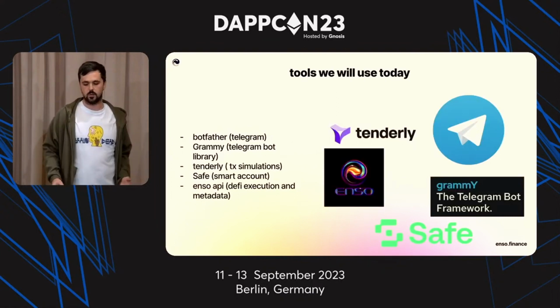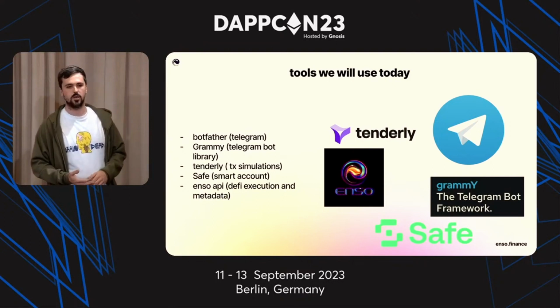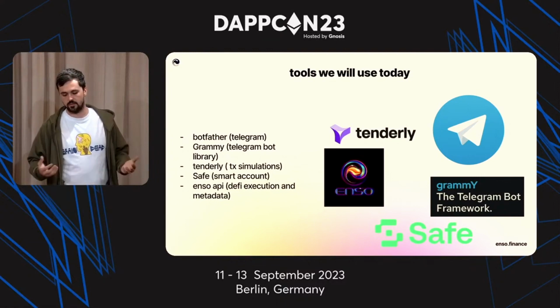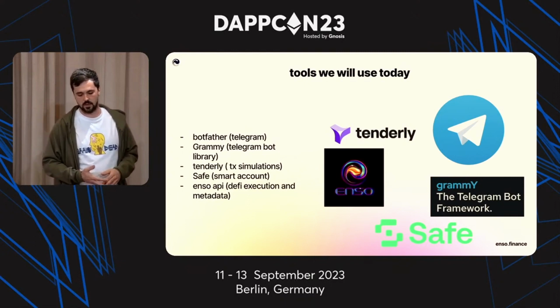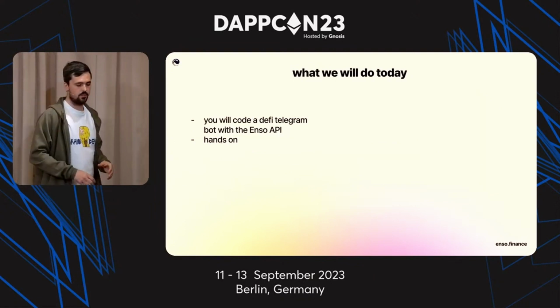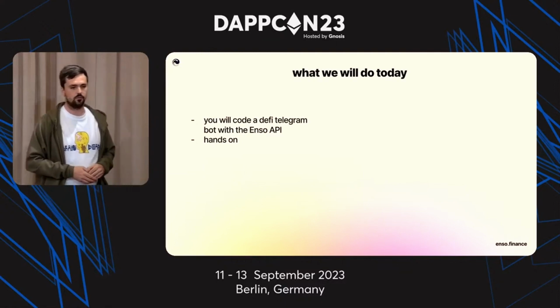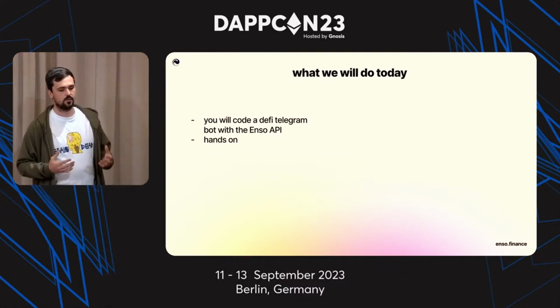Just to reiterate the tools that we'll be using today: BotFather, which is Telegram's bot framework where you will generate an API key; Grammy, which is a simple SDK for interacting with the Telegram bot; Tenderly for transaction simulations; Safe for the smart account and transaction bundling; and finally, the Enso API for the DeFi execution. At the end of this, we will have a nearly fully production-grade product that you could release in prod that's fully non-custodial for DeFi interactions.